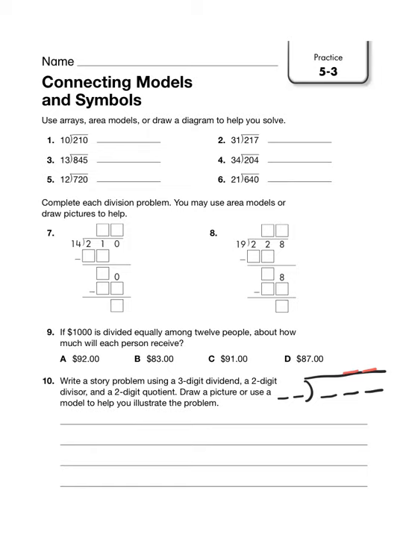Okay? So dividend is your large amount that you're sharing or giving away. The divisor is how many groups or how you're sharing it. And then your quotient is your answer. So you guys write a story problem and make sure you write in complete sentences and do a good job. Make me proud.